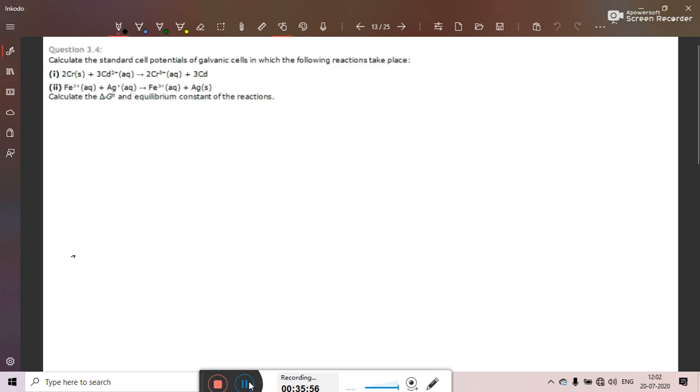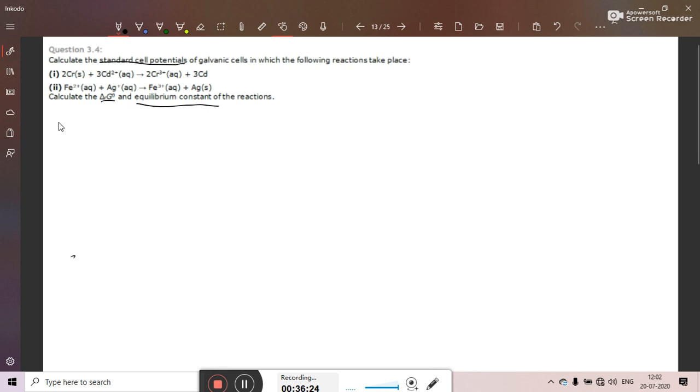Now question number 3.4 is: calculate the standard cell potential. That means we are going to find out E0 cell of the galvanic cells in which the following reactions take place. So two different reactions are there. For each reaction we have to find out the standard cell potential, for each reaction we have to find out delta G naught, and for each reaction we have to find out the equilibrium constant. That means we have to find out all three for each reaction.